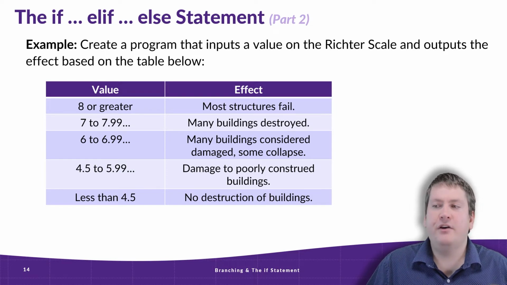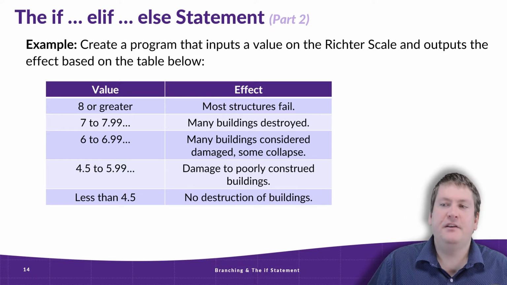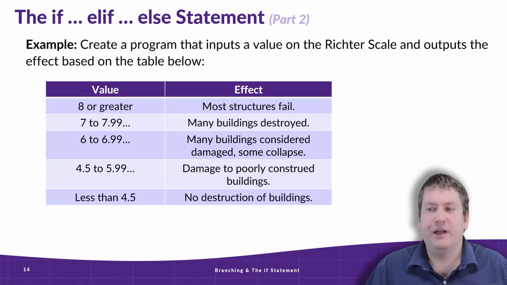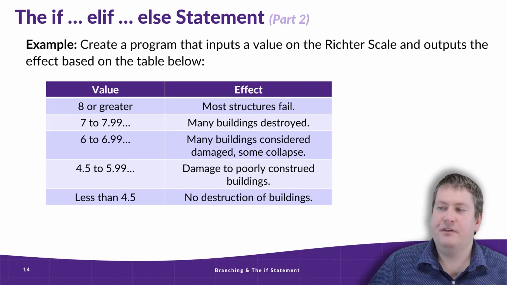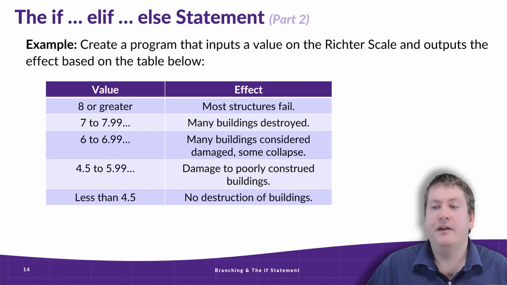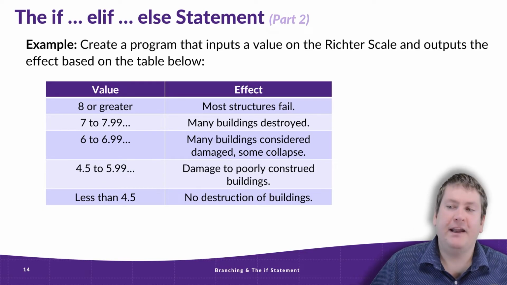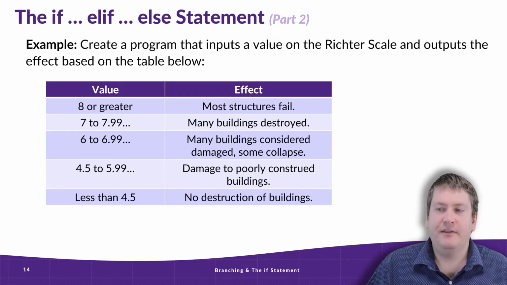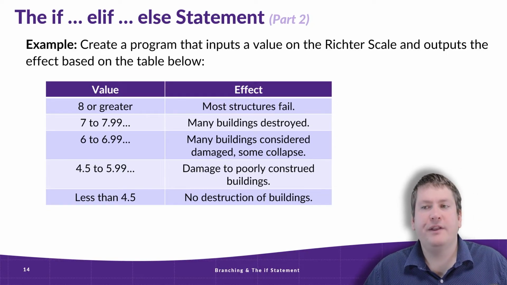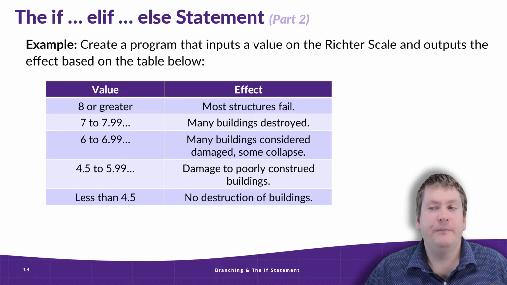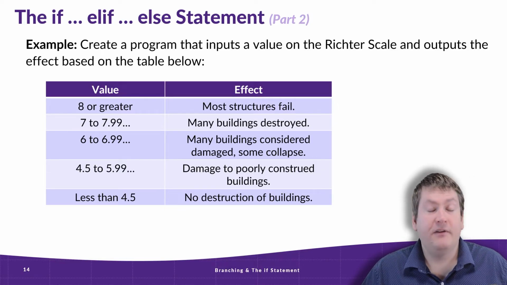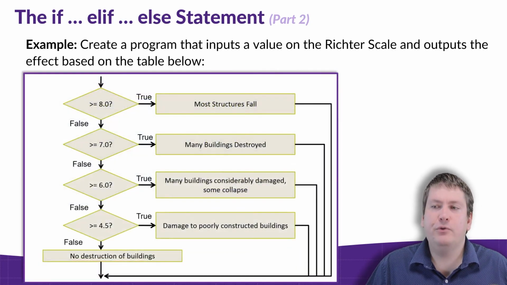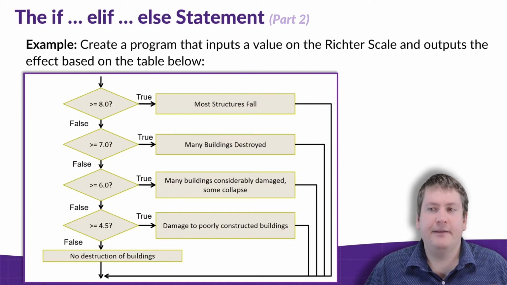So a value of 8 or greater, most structures fail. 7 to 7.99999, many buildings destroyed. 6 to 6.999, many buildings considered damaged, some collapse. 4.5 to 5.9999, damage to poorly constructed buildings. And less than 4.5, no destruction of buildings. So what we want to do is write a program where the user inputs the Richter scale value, and then it outputs the effect. If we were to make a flowchart of this, it would look something like this.